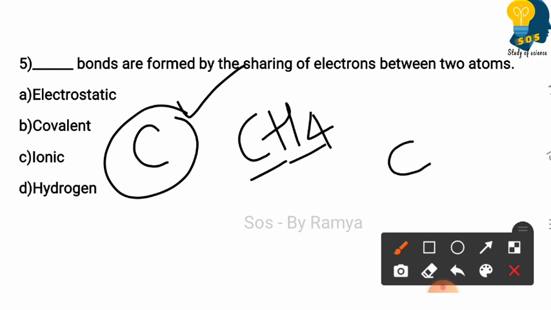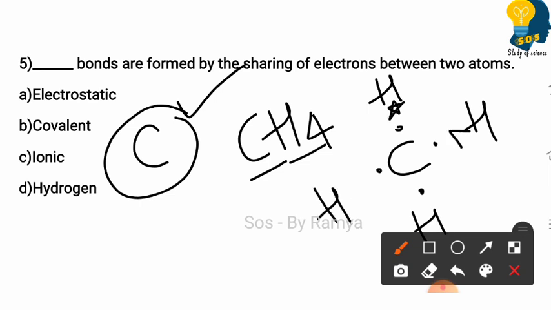As you all know, carbon has four valence electrons, surrounded by its orbit. So now we have to write four hydrogen atoms surrounded by carbon, and each hydrogen has one valence electron. As carbon has four valence electrons here, it needs four more electrons to satisfy its octet configuration.